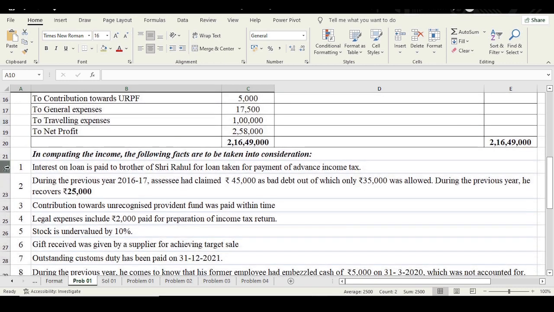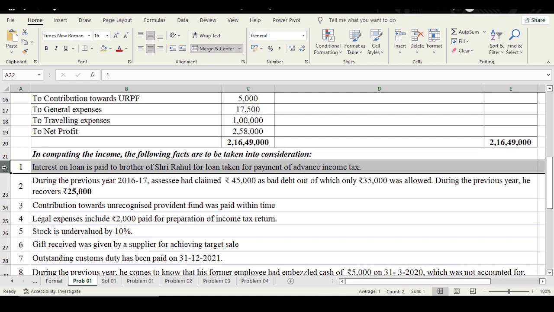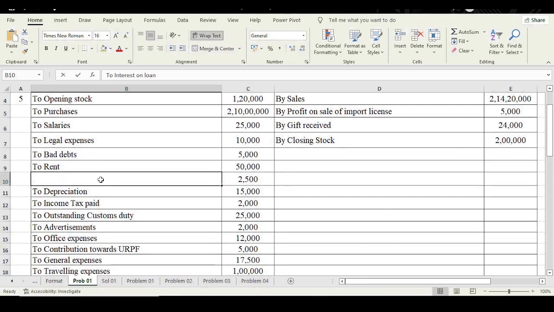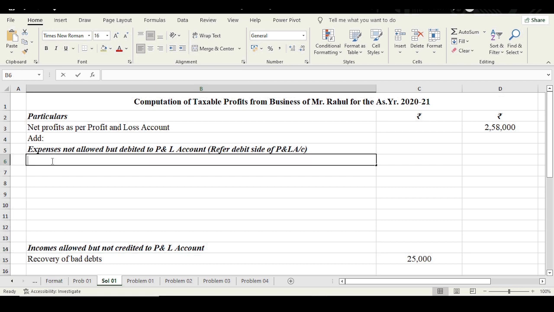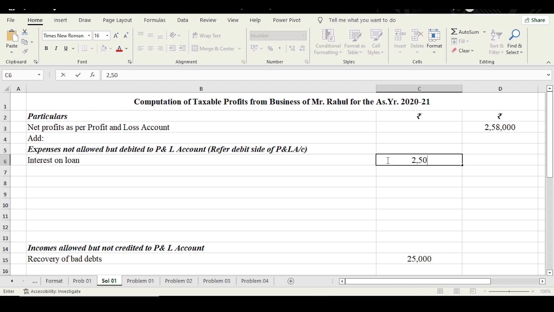But we have an adjustment to it. What's the adjustment? Interest on loan is paid to brother of Sri Rahul for loan taken for payment of advance income tax. This is a case of loan taken for personal reasons and not for business reasons, because this loan is taken with the main intention of paying advance income tax. As such, it is not allowed. If it was an interest on loan for business purpose, then it is allowed. So it is an expense not allowed but debited to P&L account. Amount is 2,500.